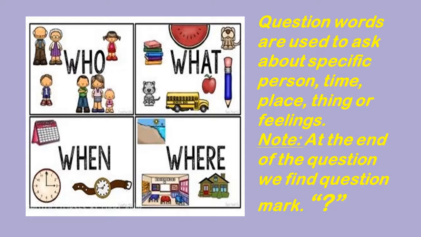I will use who to ask about person, like mom, dad, brother, grandma, grandpa, your friend. So I will use who to ask about person. I will use what to ask about things or animals, like dog, pencil, apple, bus, cat, books, watermelon. I will use what.